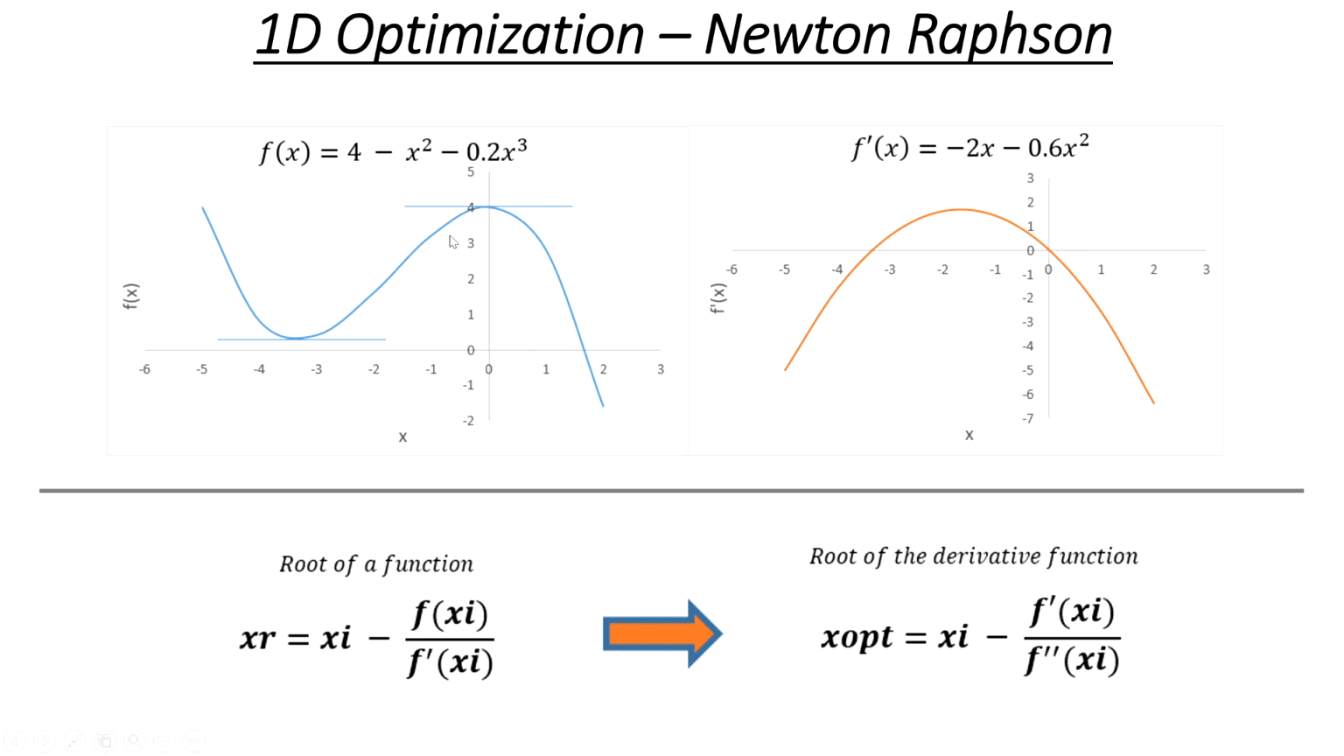So it's a pretty simple shift and very effective. Now not only is Newton-Raphson used to find roots of equations, but it can actually be used to find optimums as well.